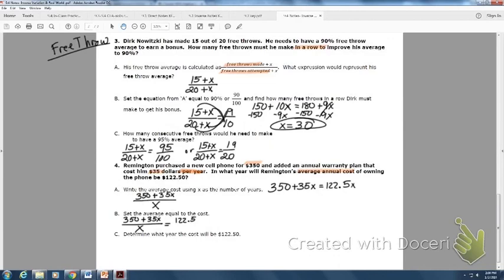Now I'm going to have 122.5x. Once I have that, I will subtract 35x. That's going to give me 87.5x. And then whenever I divide 350 by 87.5, that's going to give me 4. So whenever it says determine what year the average annual cost will be 122.5, that will be after the 4th year.